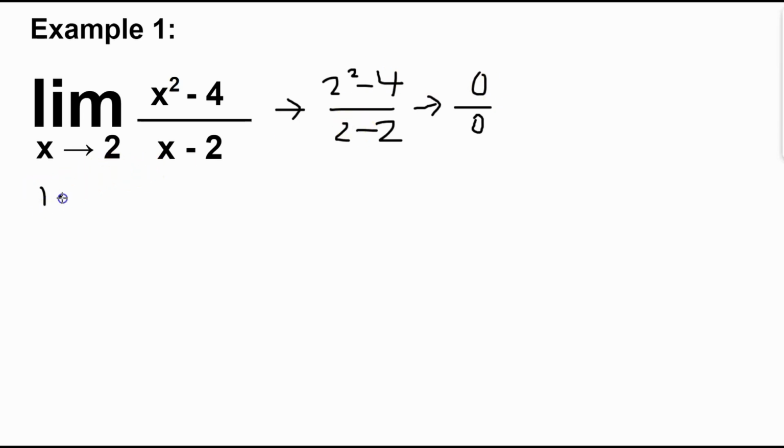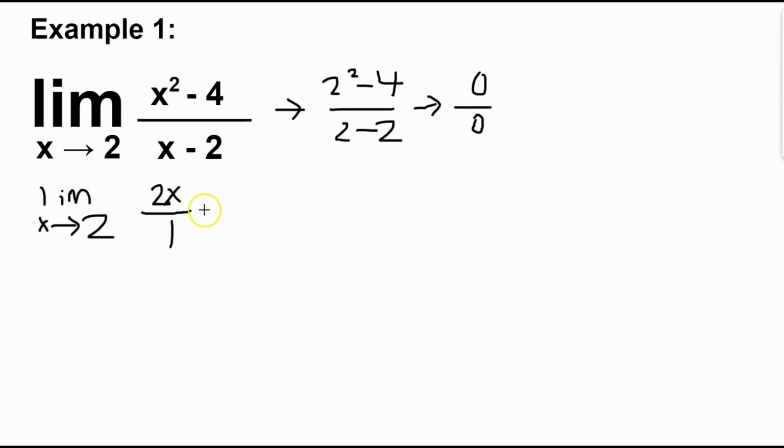So I'm going to rewrite my limit expression, and then we're going to take the derivative of the numerator and the derivative of the denominator separately. The derivative of x squared minus 4 would just be 2x using the power rule and the constant rule, where we just drop the constant, and then we multiply the power by the coefficient and decrease that power by 1 to get 2x. Use the same rules here. The derivative of x is just 1, and the derivative of negative 2 is just 0. So we're left with the limit of 2x over 1 as x approaches 2.